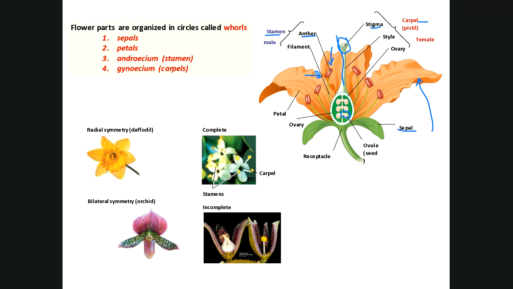After that's been matured, this part right here is going to become the fruit. The carpel is going to fall off, and this is going to become the fruit. That's going to become the tomato or the cucumber or whatever, apple, whatever you're talking about.